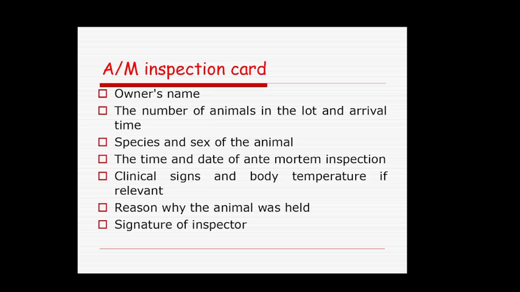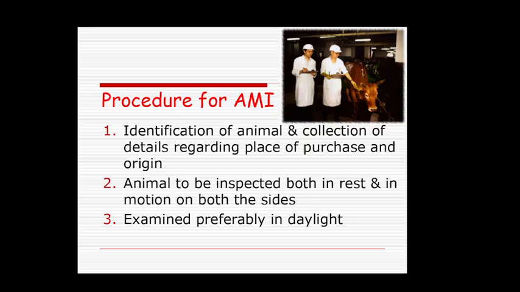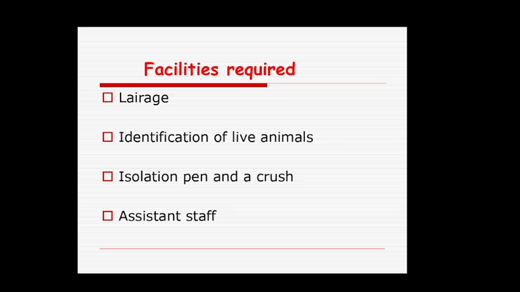The antemortem inspection card has to have the following: owner's name, number of animals, species, sex of animal, time, date, clinical signs, and the reason why the animal was held. Also, the signature of the inspector is very imperative. The procedure of antemortem inspection begins with identification of the animal and collection of details regarding place of purchase and origin. The animal is to be inspected both at rest and in motion, on both sides, preferably in daylight. Facilities required are lairage, identification of live animals, an isolation pen and a crush, and assistant staff.